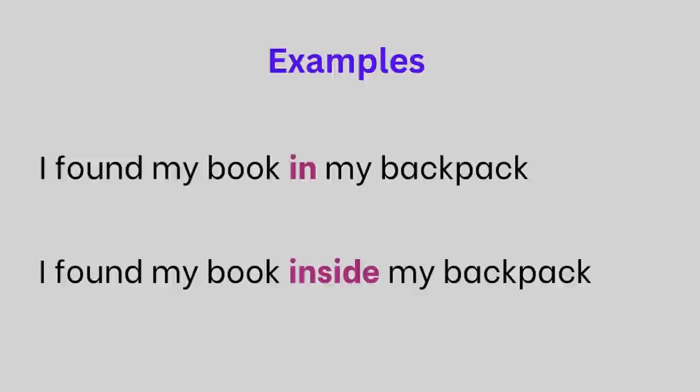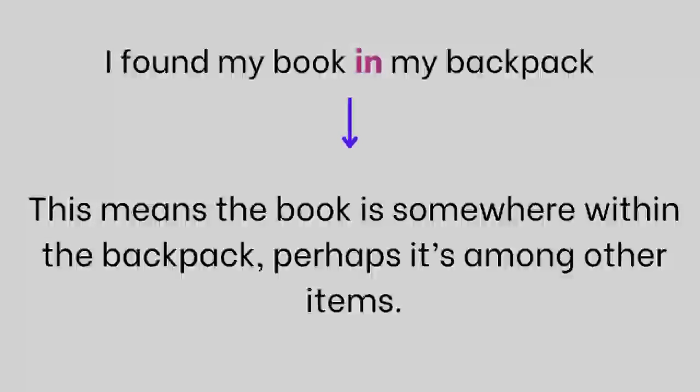Now let's look at the examples with the use of in and inside to see the difference between both of them. If you look at the first sentence, I found my book in my backpack. So with the use of preposition in, it means that the book is somewhere within the backpack. Perhaps it's among other items, meaning that when we say in my backpack, once you open your backpack, you find the book without any problems, without any effort. You can easily find the book.